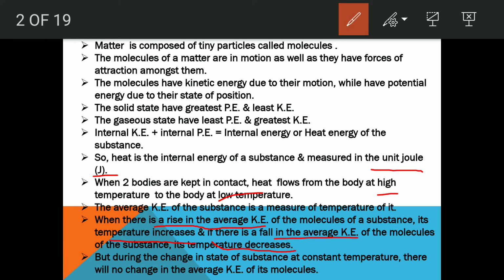But during the change in the state of a substance, that is from solid to liquid, liquid to gas, gas to solid, gas to liquid, like that, when there is a state change, then the temperature becomes constant. There is no change in the average kinetic energy of the molecules.